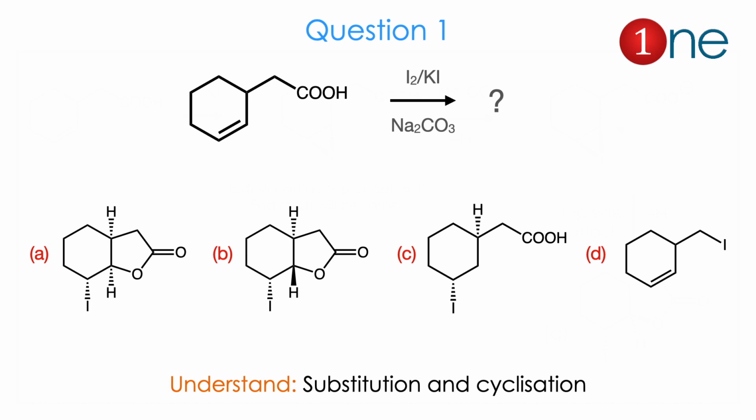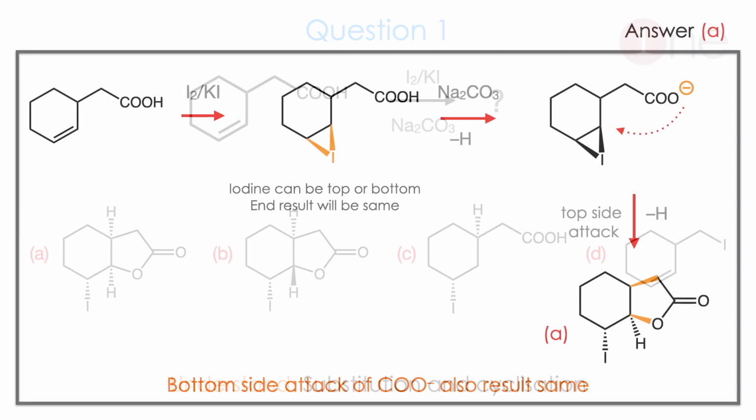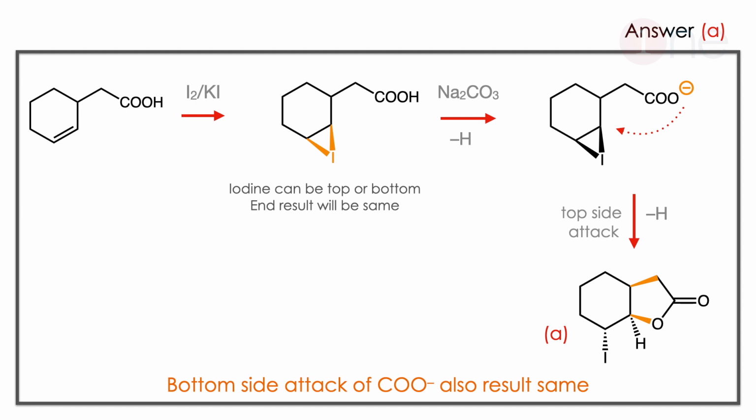For this kind of question you have to understand the question as well as the answer. Here two things are possible: one is substitution and the other is cyclization. So we will solve based on substitution and cyclization. Let us see the answer. The answer is A. Let us see why. Because with a carboxylic acid, if you use iodine and KI, there will be a cyclic ring formation, like an epoxide. Iodine can be attached as a cyclic ring. The attachment can be above or below, but the end result will be the same. You have to be consistent.